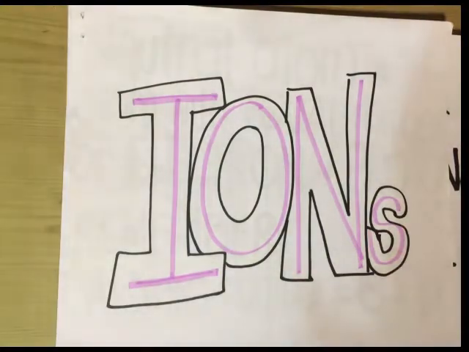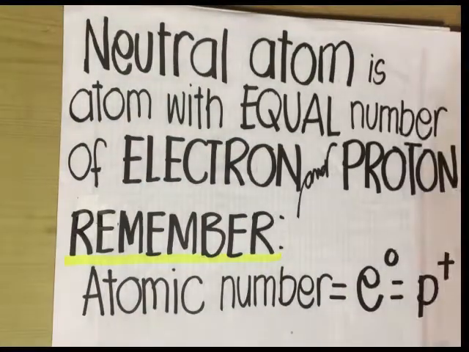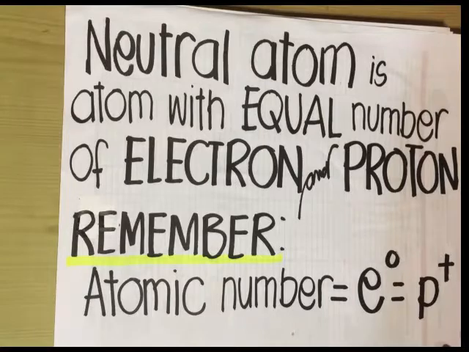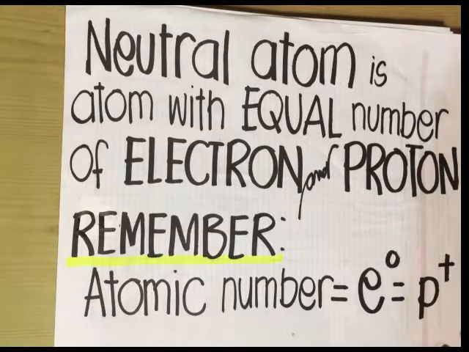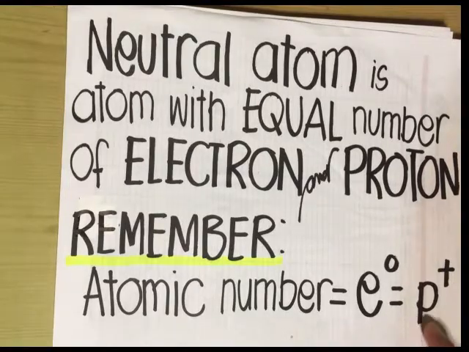Okay, so let's talk about ions. In your module 3, this is the first lesson. Before we define what an ion is, let us first remember that a neutral atom is an atom with an equal number of electrons and protons. Remember that the atomic number is equal to the number of electrons and protons.